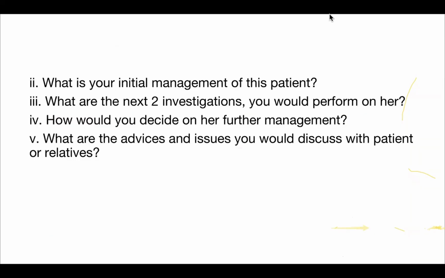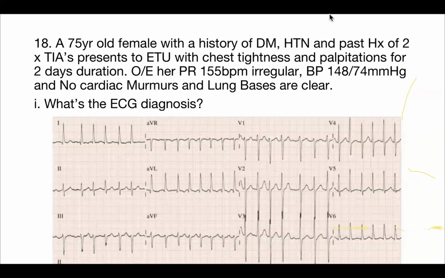Okay. So these are the questions they have asked at that time. What is your initial management of this patient? So how will you manage this patient initially? So there are two priorities when it comes to atrial fibrillation. What are those two? One thing is controlling rate. Yeah. What is the other priority? Preventing thromboembolism, embolic strokes, right?